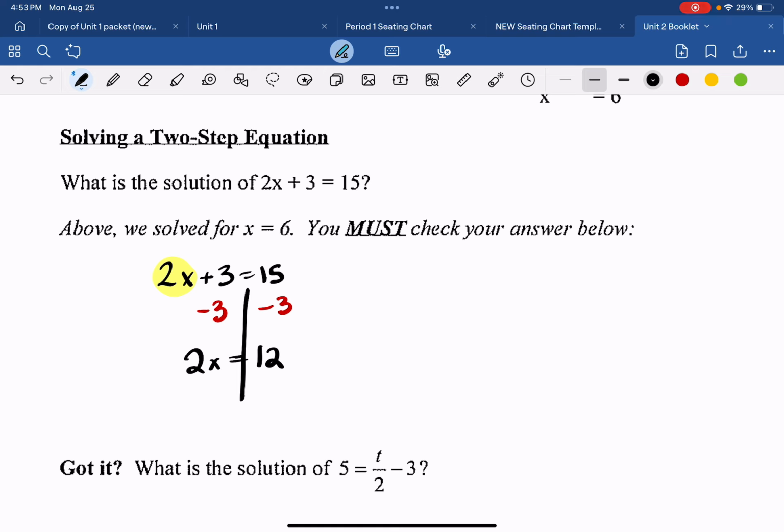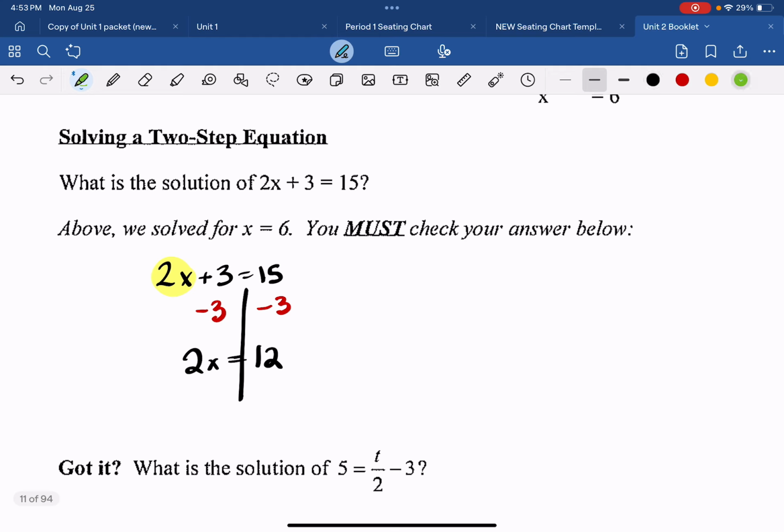Okay, now we have to ask ourselves a question again. Is my variable by itself? The answer is no, which means I'm not totally done. What's still with it? A 2. The 2 is attached by multiplication. So the inverse is division. So I'm going to divide both sides by 2. So I'm left with x equals 6.